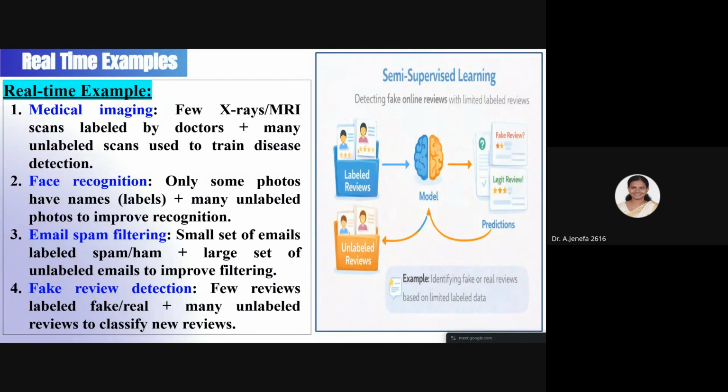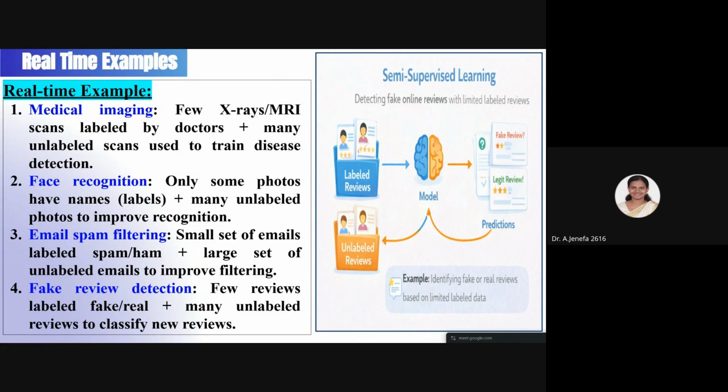Let me give you another real-time example for semi-supervised learning. Here we have a face recognition system. Only some photos have names, labels. Many unlabeled photos are there to improve recognition. Only certain photos with labels are given to the model, and the remaining unlabeled photos have to be recognized by the model itself.